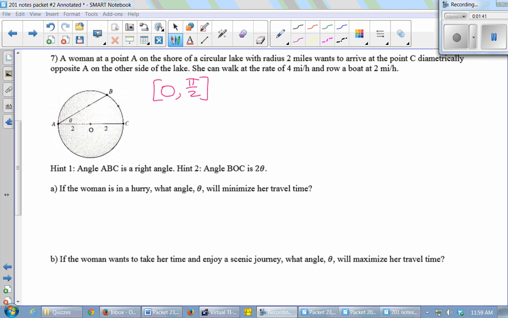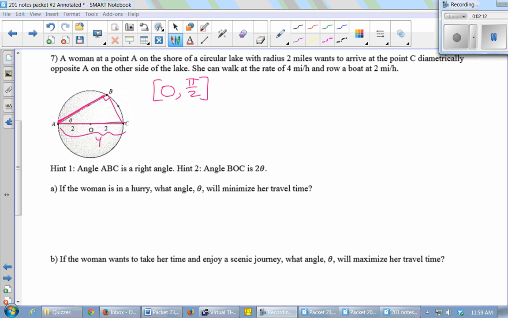So for a generic theta, we need to know this distance and this distance, because she's going to row here and then walk along this curve the rest of the way. So let's first work on the rowing distance. How long is that? That's where the right angle comes in.